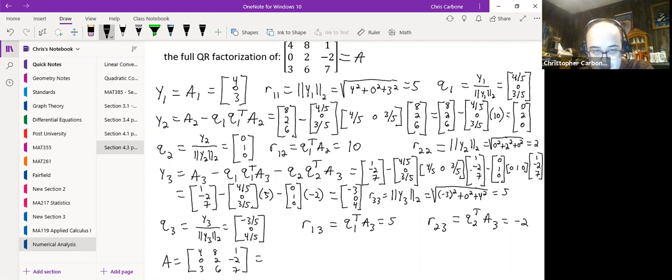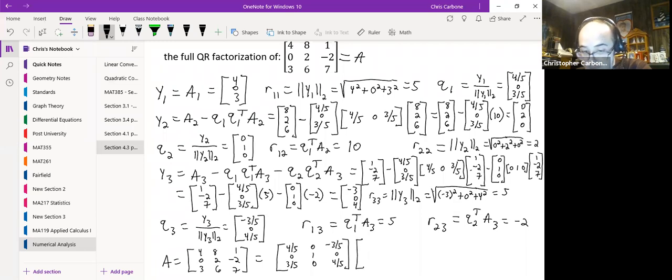So if we write that out now using the QR factorization, our matrix Q, so Q sub 1 was, where did I write it? Right here. This would be 4/5, 0, and 3/5. Q sub 2 was 0, 1, 0. And Q sub 3 is -3/5, 0, and 4/5.